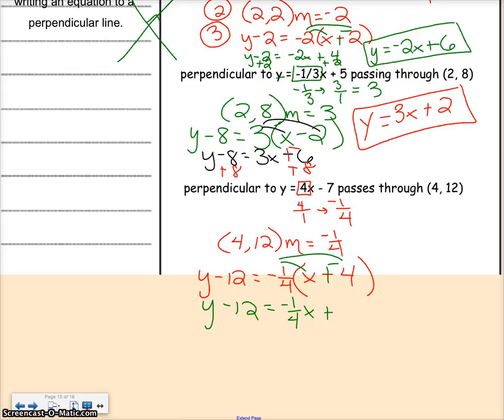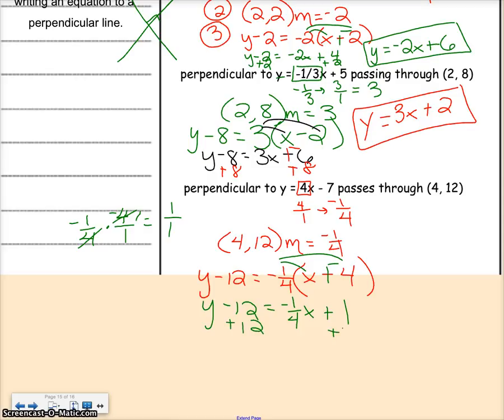Negative 1/4 of a negative 4 is a positive 1, because negative 1/4 times 4 over 1 would cancel out. Oh, and it's negative 4 over 1. And then I'd have negative 1 times negative 1 is positive 1 over 1.